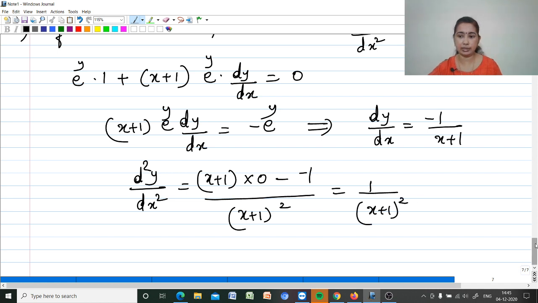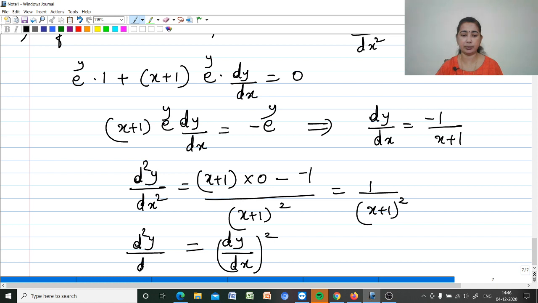And what is 1 by x plus 1 whole square? Minus 1 by x plus 1 is dy by dx, 1 by x plus 1 whole square is minus 1 by x plus 1 whole square, that is dy by dx whole square. So this can be written as dy by dx the whole square. And we proved that d square y by dx square is equal to dy by dx whole square.